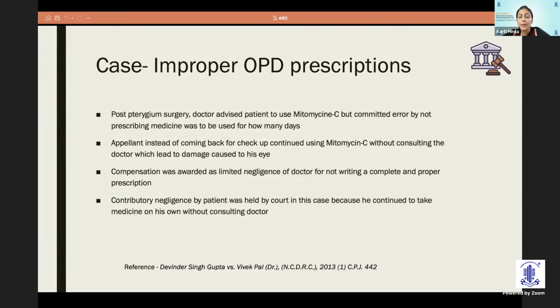Compensation was awarded for limited negligence of the doctor for not writing a complete and proper prescription, and contributory negligence by the patient was held by the court because he continued to take the medicine on his own.